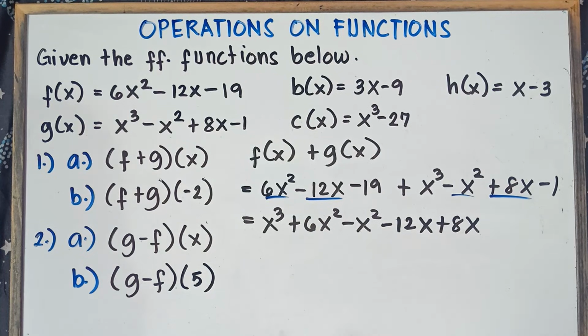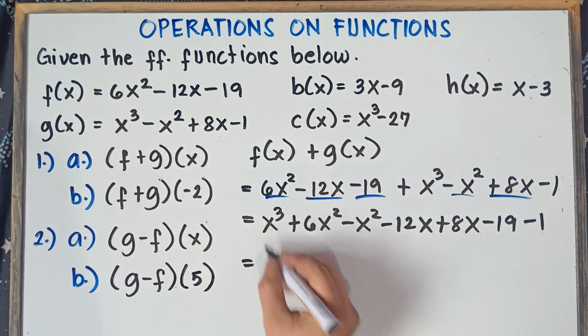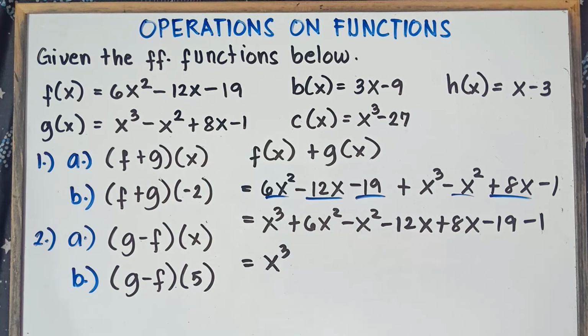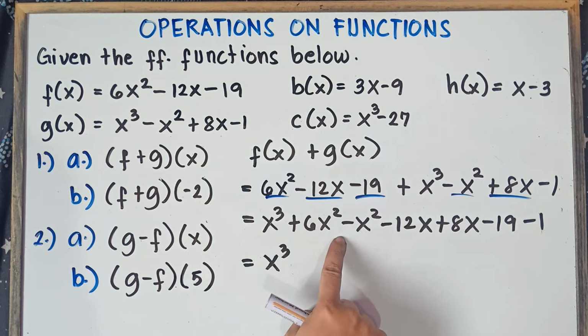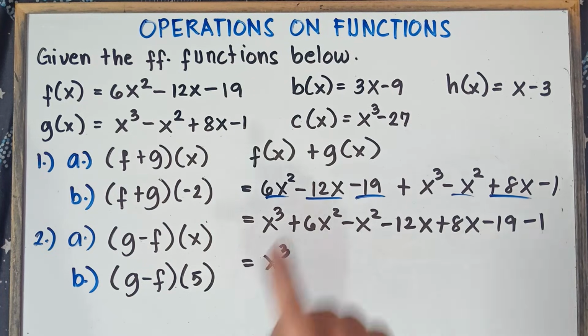Do it step by step class. We have negative 19, and then negative 1. Alright, and then simply combine this one class. So simply copy x cubed. Once again class, you can never combine x cubed and 6x squared. They have the same letter, but they don't have the same exponent. It must have the same letter and the same exponent.